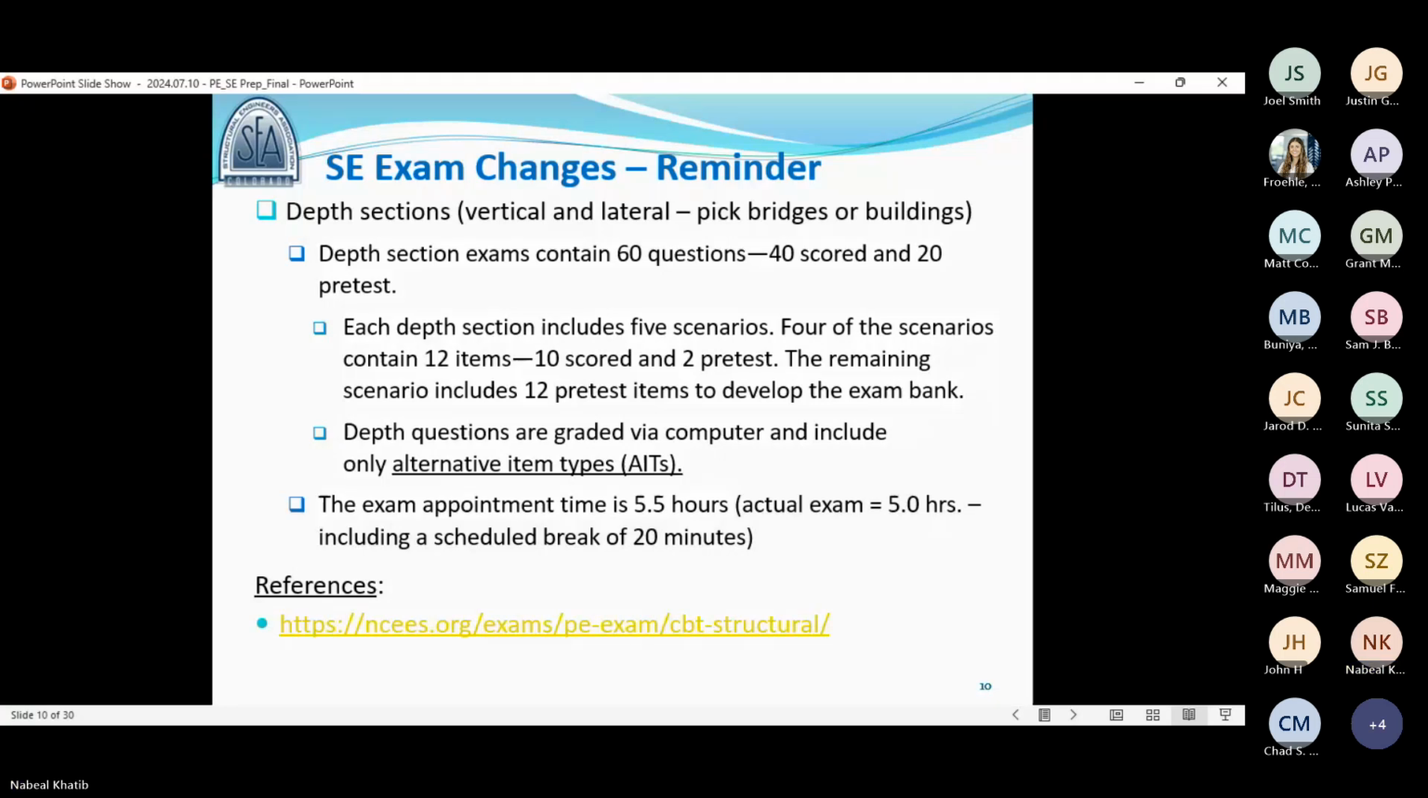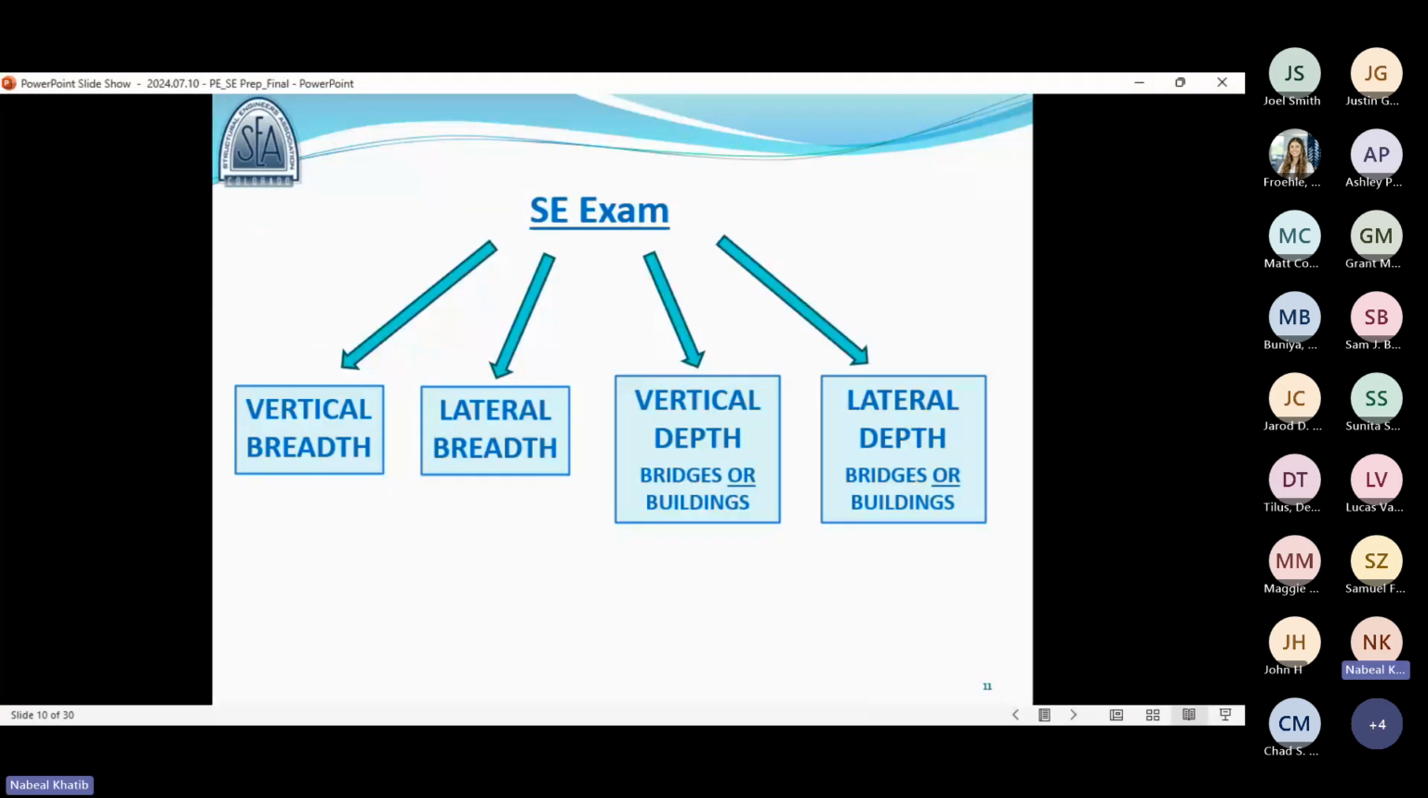The total exam appointment is 5.5 hours. Same thing, 20 minutes for the scheduled break and the other 10 minutes for the onboarding. You could also go to the NCEES website, enter the PE exam, and go to the CBT structural. Some great information. Also, there is another resource that you can reference, a YouTube video recorded by one of the, his name is James. That's a very useful YouTube video. I think I had it here somewhere. It's right here, that one.